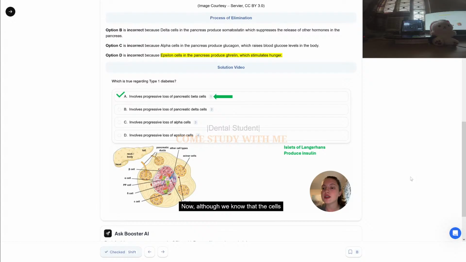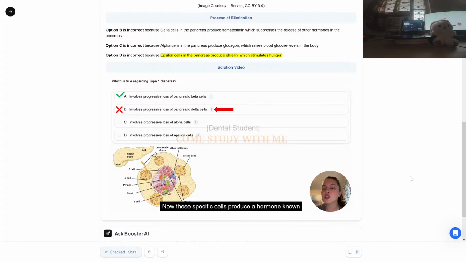Now, although we know that the cells that are absolutely being affected in diabetes are the beta cells of the pancreas, let's quickly go through the other answer choices and discuss what the role of those specific cells is. And we'll start with involves progressive loss of pancreatic delta cells.